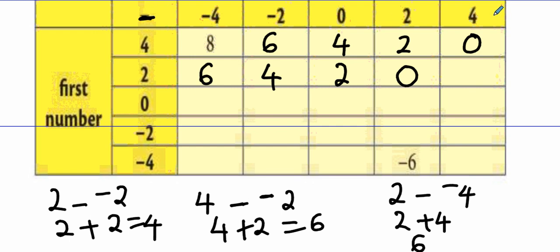2 minus 4. Oh, 2 minus 4. This is a small number, this is a bigger number. When you have the smaller number minus the bigger number, the answer is negative. So negative how much? 2 minus 4 is negative 2, and you write here negative 2. 0 minus negative 4. Okay. Let me delete everything over here.